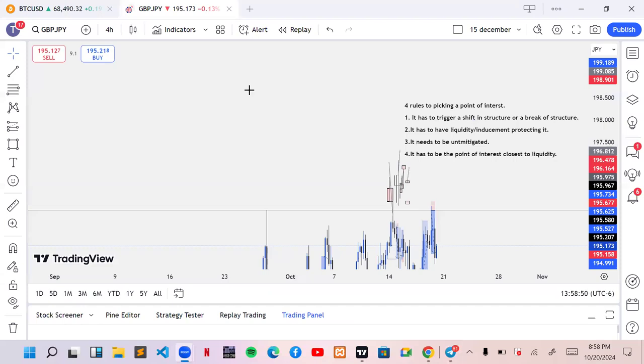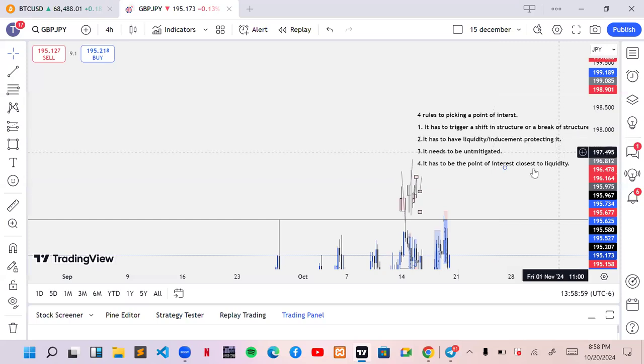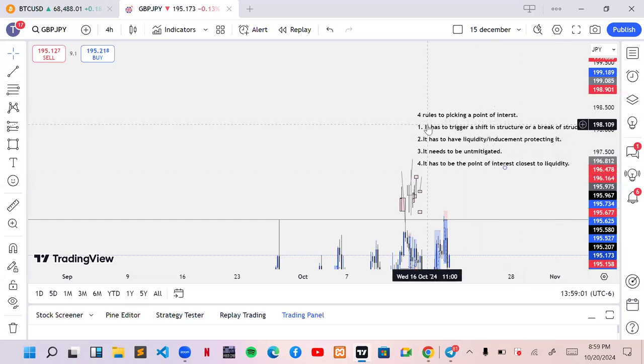Your breaker block needs to have a breaker structure. Yes, now I'm not paying attention to these rules I wrote down. I said it has to trigger a shift in market structure or a breaker structure. That's actually the first rule here. The point of interest has to trigger a breaker structure or a market structure shift. I don't look at fair value gaps. I don't include that in my strategy. Like I said, there's another class. That class will tell you when to set your TP.